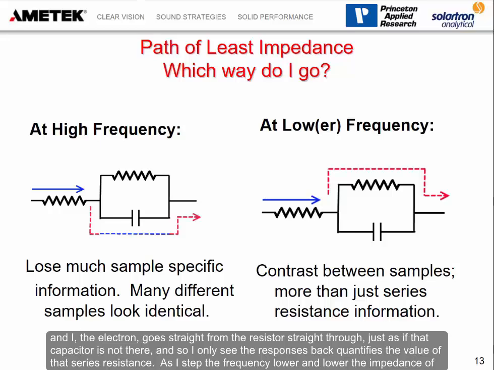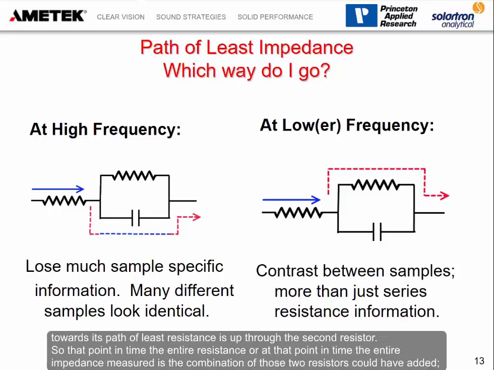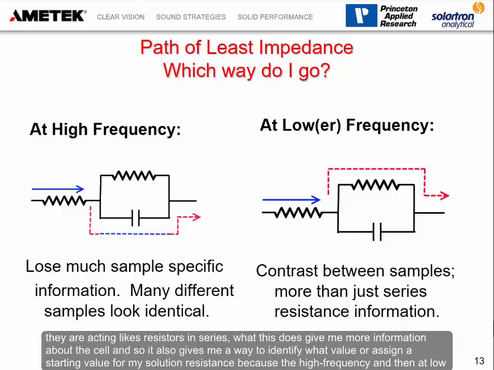As I step the frequency lower and lower, the impedance of that capacitor changes. And in the extreme example of very low frequency, now the capacitor's impedance is very high. And so what that means is my electron still flows through that series resistance in front, but when it gets to the parallel network, its path of least resistance is up through this second resistor. So at that point in time, the entire impedance measured is the combination of those two resistors because they're acting like resistors in series.